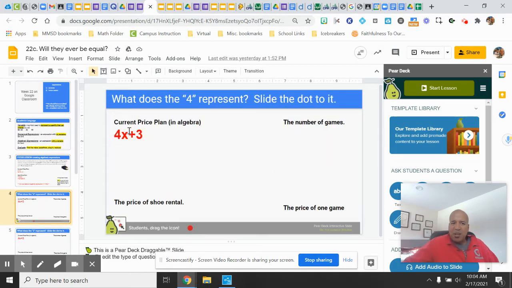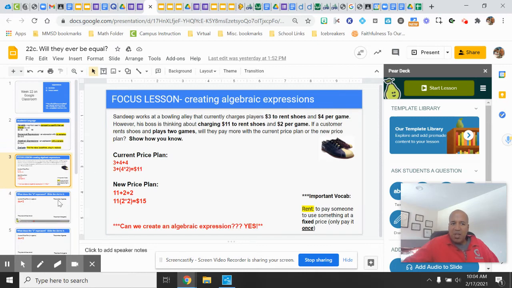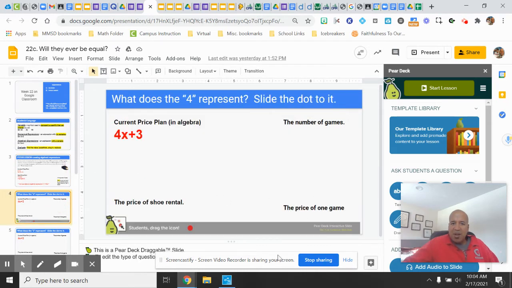The first price plan, this is the expression that we created: 4x plus 3. And we determined that the 4 is $4 per game. So that's the number for one game is $4. We said that the 3 represents the shoe rental, and this X is the number of games. So did you play one game? Did you play two games? Did you play three games? This is the variable that's changing. The variable is something that's changing. So that's what this X is, right?